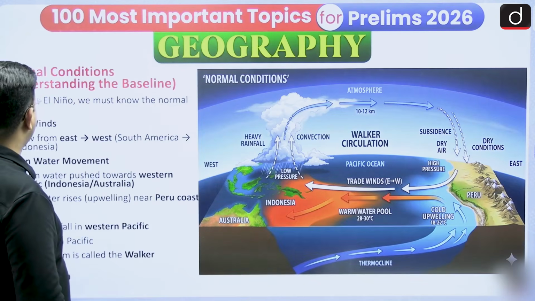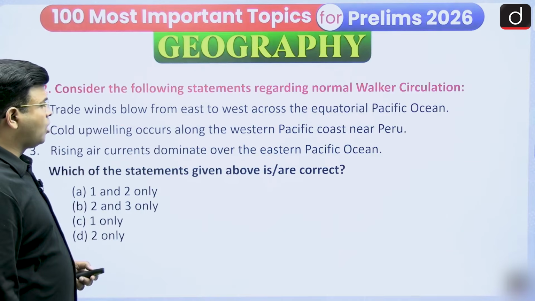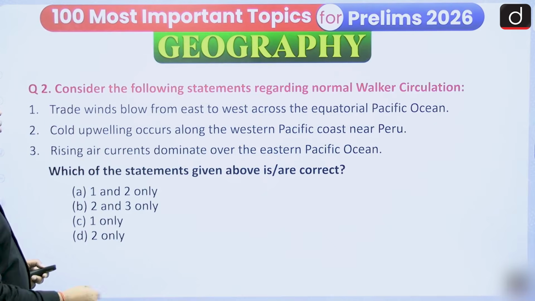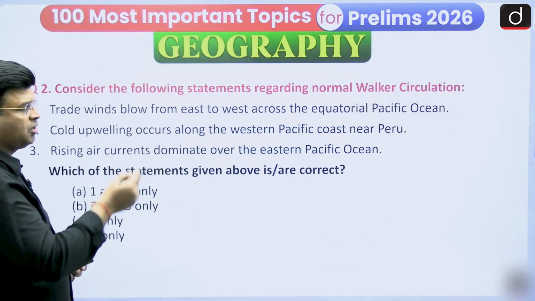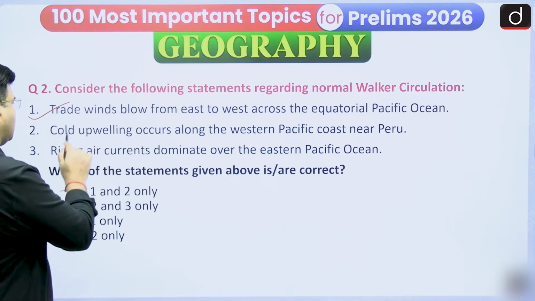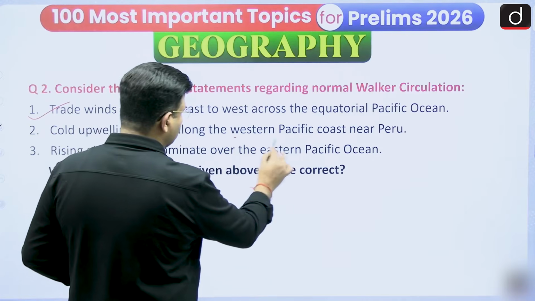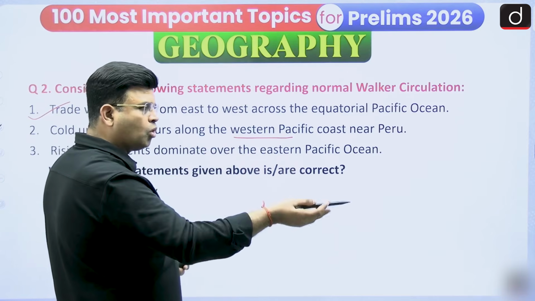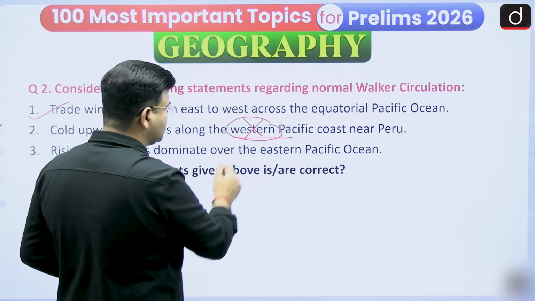Now consider the following statements regarding the normal Walker circulation. The trade winds blow from east to west across the equatorial Pacific Ocean. Yes, the northeast and southeast trade winds move from east to west, and that is a correct statement. Then, cold upwelling occurs along the western Pacific coast near Peru. The western Pacific is near Australia and Indonesia, not Peru. Cold ocean water occurs near Peru, in the eastern Pacific, so mentioning the western Pacific here is wrong.